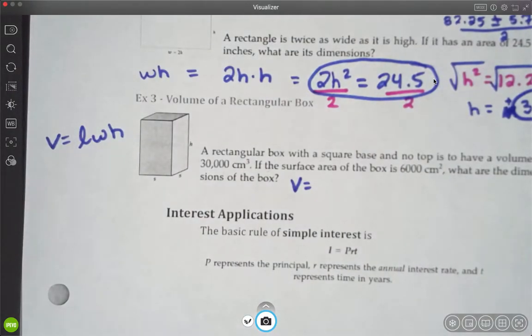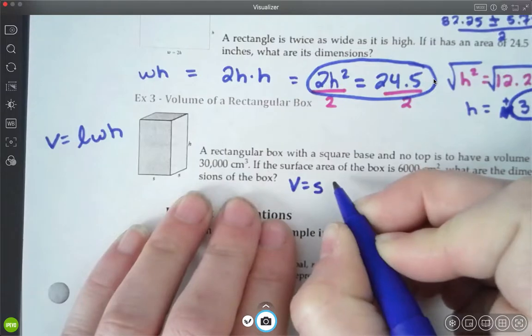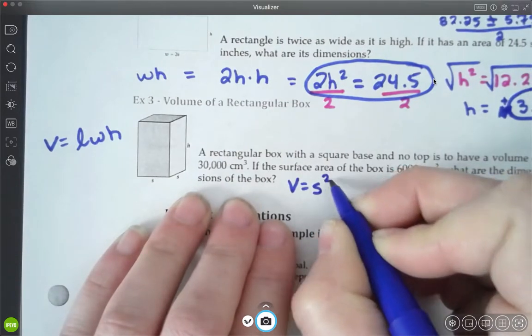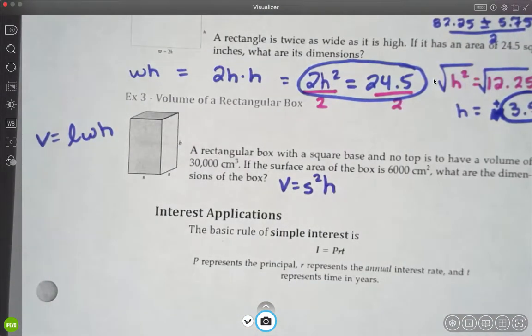S times S times H, or S squared H. That's the volume. Because the length and the width are both S. So S squared times H. Yes, good question. S squared H, that's the volume. Now, surface area.